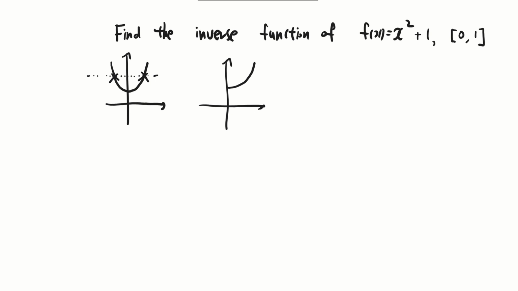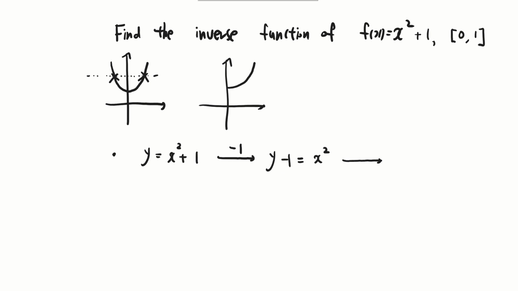Then we start with the same thing as the previous example. We replace f of x by y. So step 1, y is equal to x squared plus 1. Then let me subtract 1 on both sides. So y minus 1 is equal to x squared. The reason is that we like to isolate x on one side, here say the right-hand side. So now we have x squared is equal to y minus 1.